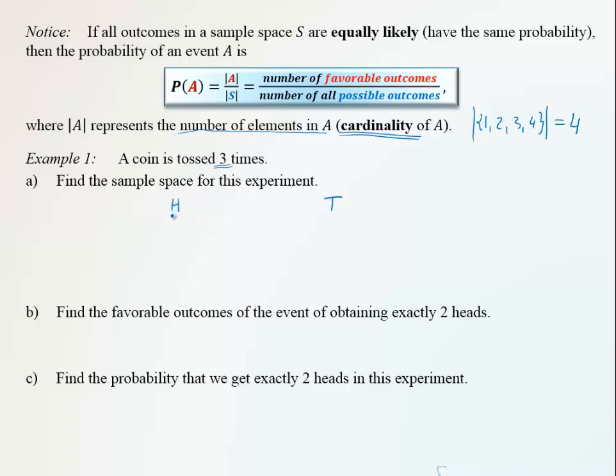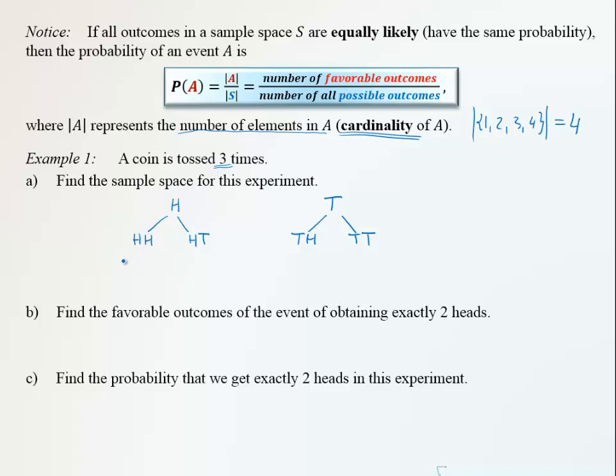Using the first toss as head, the second one may be head again, or it may be tail. Similarly, if the first toss was tail, the second one could be head or tail. So at this second level, we already listed all possible outcomes after tossing a coin 2 times, but we need to do it 3 times.